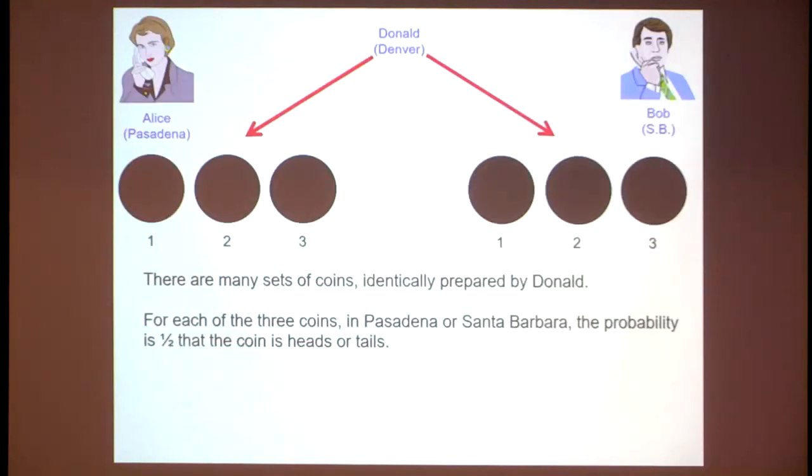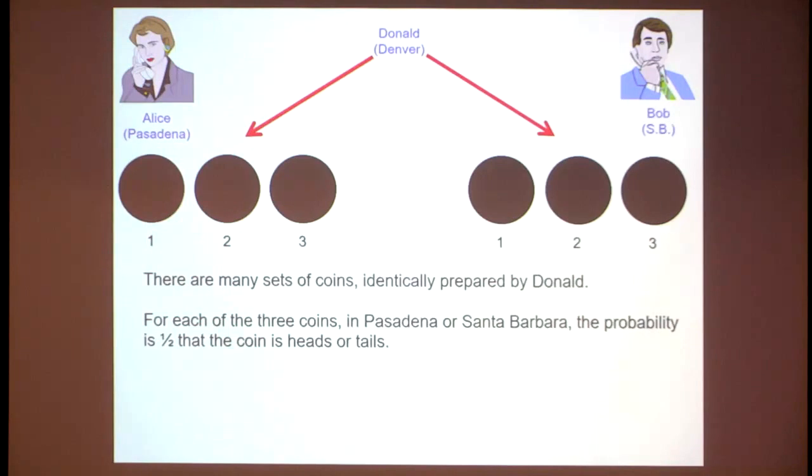Now, I have these friends, 2 physicists, Alice, who works at Caltech, where I'm from, and Bob, who's right here at UCSB, and they know Donald. And for years now, Donald has been making pairs of these coin boxes and sending one member of the pair to Alice in Pasadena and the other to Bob in Santa Barbara. And he's done this millions of times. So there are millions of these matched boxes, and we know how they're paired up.